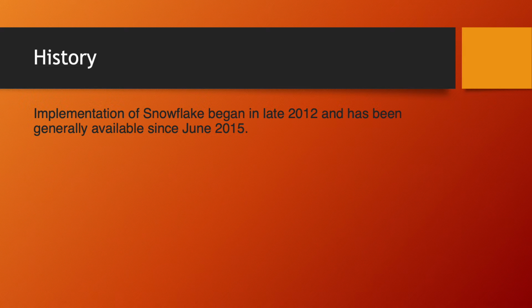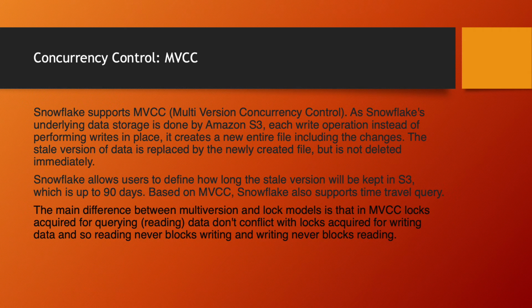Moving on. The implementation of Snowflake began in late 2012 and has been generally available since June 2015. In terms of concurrency control, Snowflake supports MVCC, that is multi-version concurrency control. As Snowflake's underlying data storage is done by Amazon S3, each write operation, instead of performing writes in place, creates a new entire file including the changes. The stale version of data is replaced by a newly created file but is not deleted immediately.